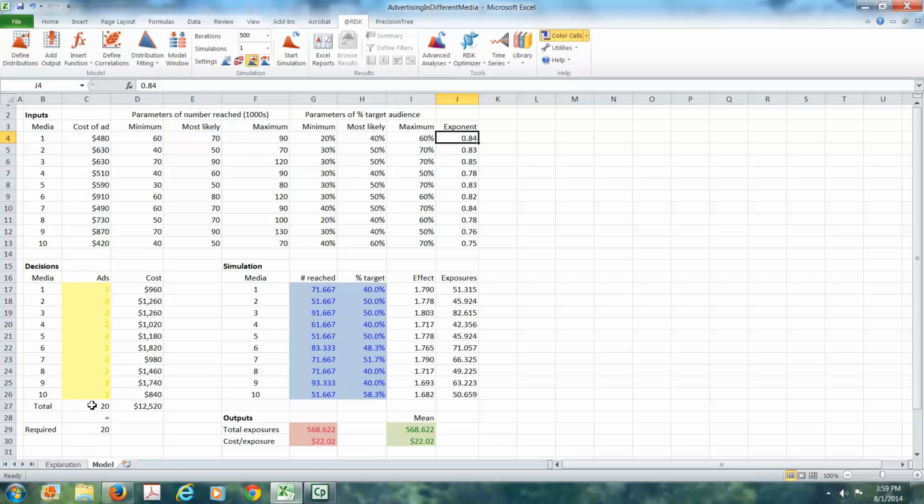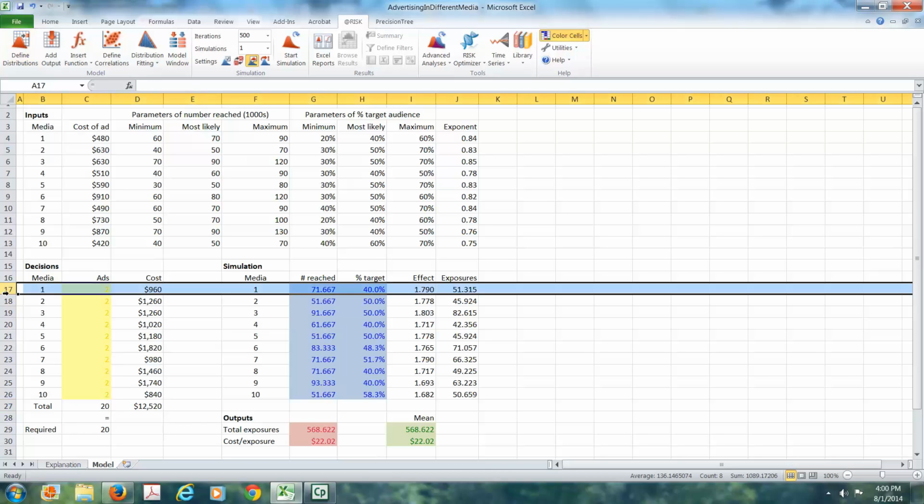Notice that we are going to place 20 ads. So we are trying to figure out which media we should place those ads in. If we had precise numbers, this would be a relatively simple optimization kind of problem. But because we have uncertainty, it becomes a little bit trickier. So let's just examine this Media 1 row. In Media 1, notice in the yellow cell, we are looking at 2 ads with Media 1. An ad costs $480, so the total is $960.